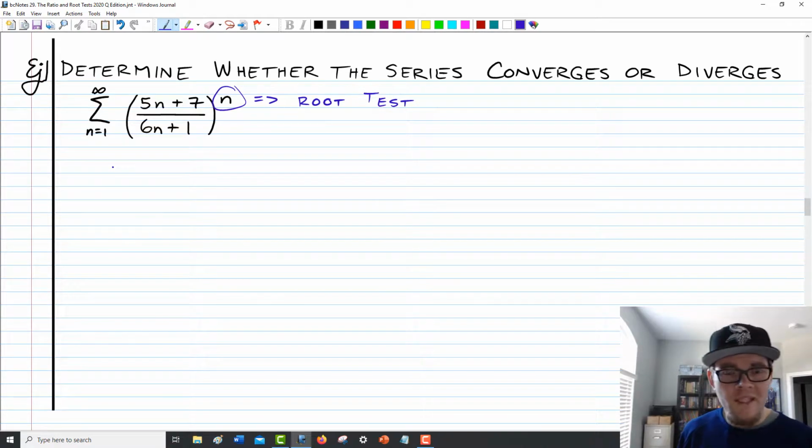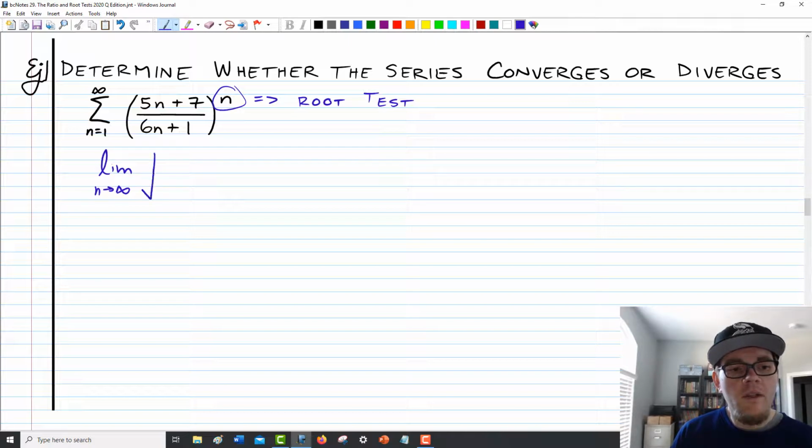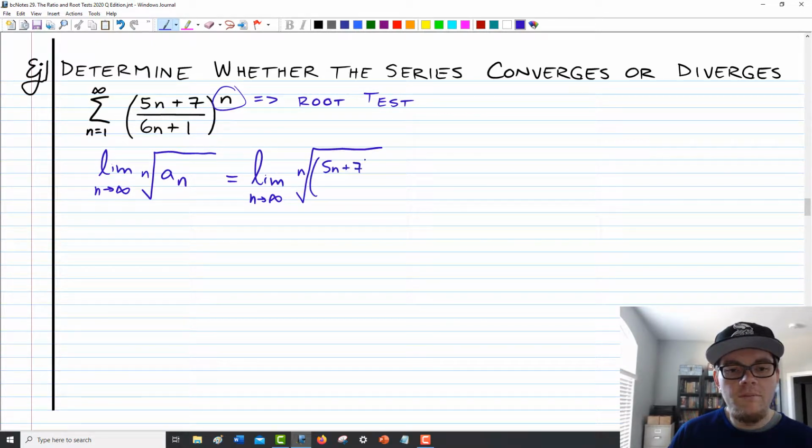We want to go ahead and attack it like we would expect. So we'll do the limit as n goes to infinity of the nth root of a sub n. In our case, that's going to be the limit as n goes to infinity, the nth root of (5n plus 7 over 6n plus 1), all to the nth.